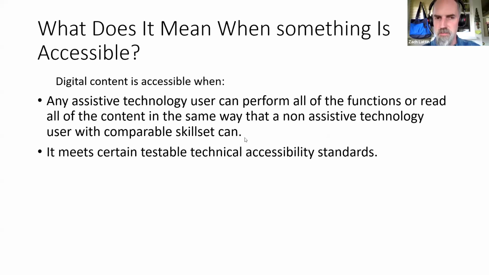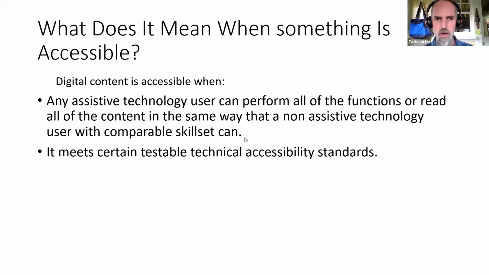What does it mean for something to be accessible? There are two ways to think about it. I think something's accessible when any assistive technology user can perform all of the functions or read all of the content in the same way that a non-assistive technology user with a comparable skill set can. That's really important when we talk about STEM in particular, because sometimes people say, well, gosh, I can't read this math book. I don't know what any of this means. With all respect, it doesn't matter if you don't know what it means. It matters if the person reading the content can read and access the content and can know what it means.